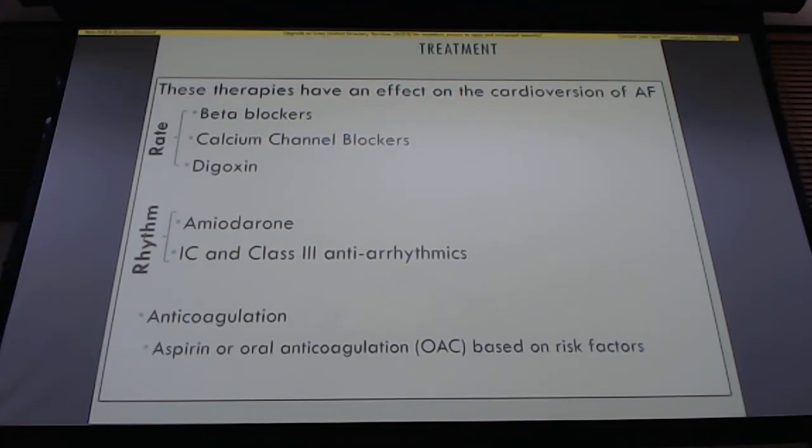Then looking at your rhythm, you have amiodarone and your 1C and class 3 meds. Amiodarone is kind of a tricky one because sometimes it can also help with the rate. So paying attention to that is your big overarching idea. If I ask you about amiodarone, I'm going to put it typically with rhythm. Okay, so you have your rate and your rhythm drugs, and then we talked about our anticoagulation.